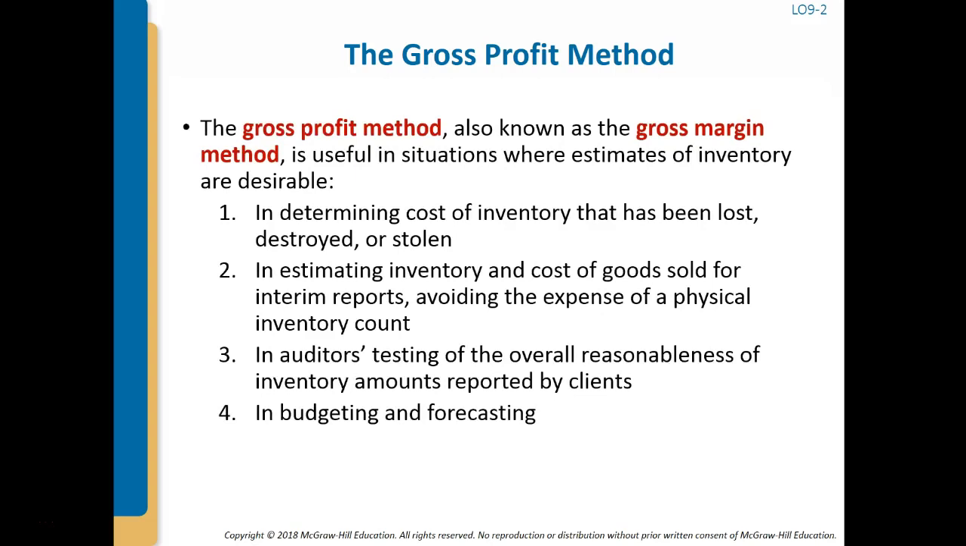For some companies or in certain situations, it becomes difficult or even impossible to physically count each unit of inventory. Consider a large retail company that has locations over the entire nation and sells many different items. Trying to track the cost of each item would be nearly impossible. So in these situations, companies have developed methods for estimating inventory. The gross profit method, also known as the gross margin method, is useful in situations where estimates of inventory are desirable.